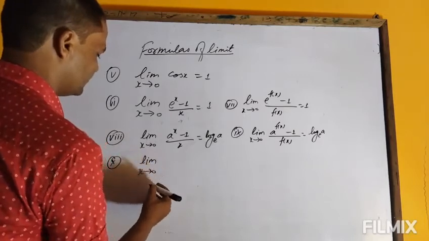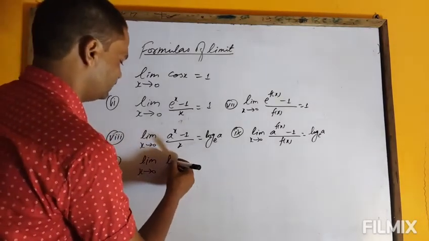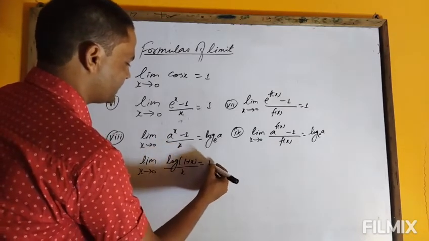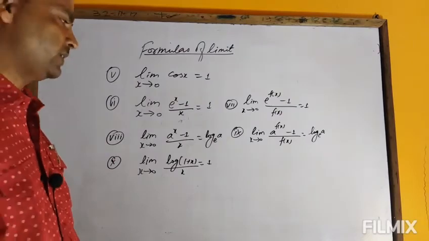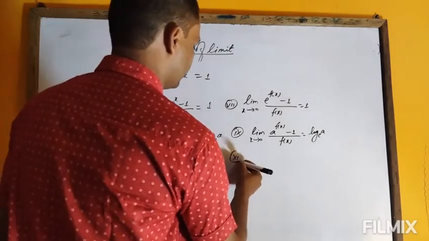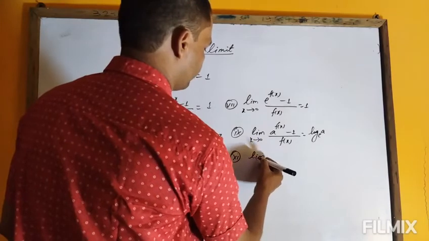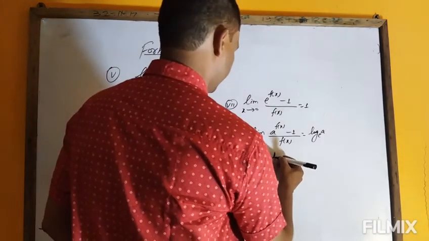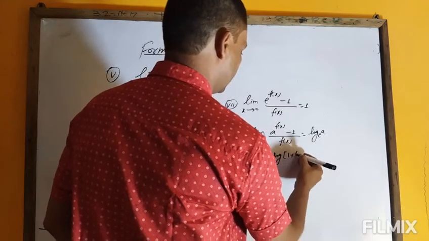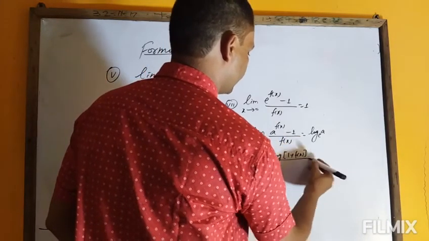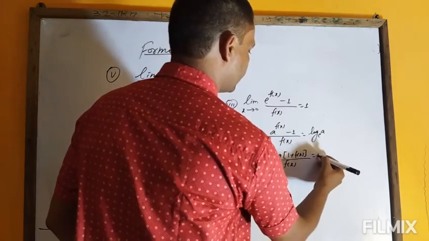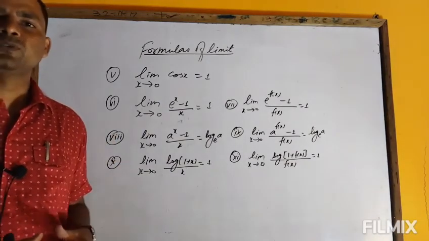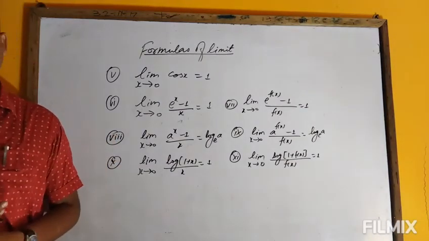Limit x tends to 0 log 1 plus x by x is equal to 1। Limit x tends to 0 log 1 plus fx by fx is equal to 1। So these are the formulas which will be used during the solving of question of limits.